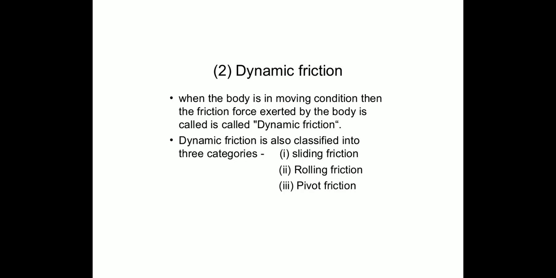Dynamic friction. When the body is in motion, the friction force exerted by the body is called dynamic friction. Static friction happens in a resting body, whereas dynamic friction happens in a moving body. So dynamic friction is classified into three types. One is sliding friction, number two rolling friction, number three pivot friction.